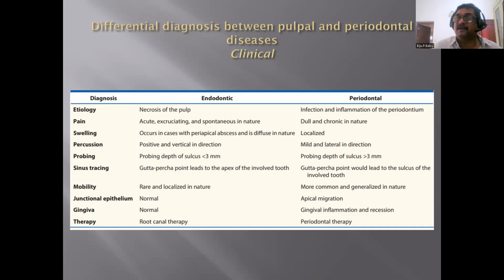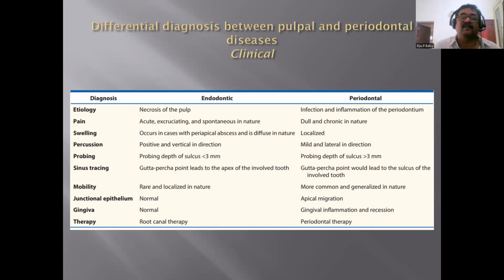A periodontal problem usually affects multiple teeth, or a few teeth in the same arch, or the total upper and lower arch together. So periodontal conditions are usually generalized. Endodontic conditions are usually localized to a single tooth, or one or two teeth.